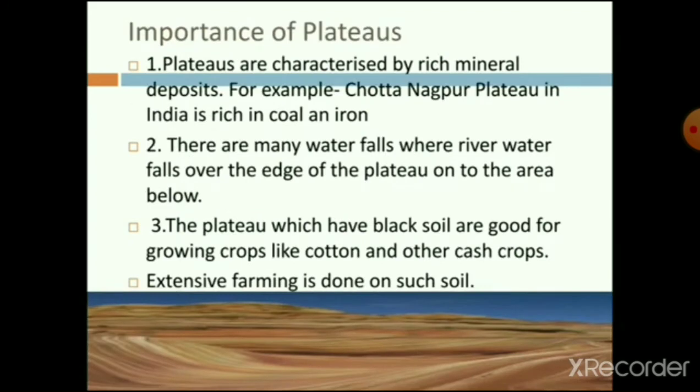Importance of plateaus. Plateaus are characterized by rich mineral deposits. For example, Chota Nagpur Plateau in India is rich in coal and iron. There are many waterfalls where rivers fall over the edge of the plateau onto the area below. At several places, these falls are used to generate electricity. The plateaus which have black soil are good for growing crops like cotton and other cash crops. Extensive farming is done on such soil.